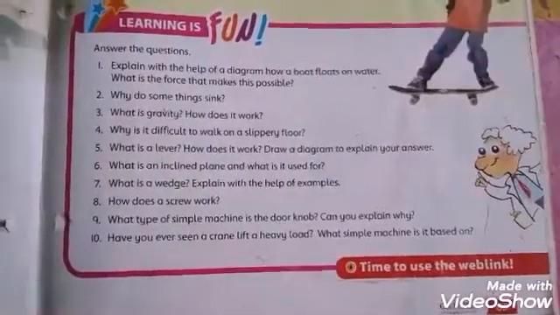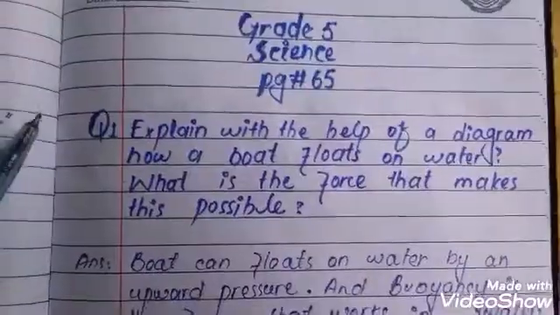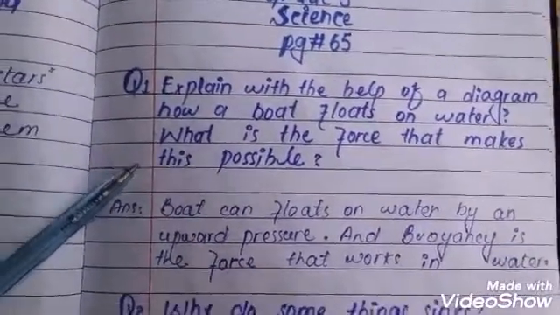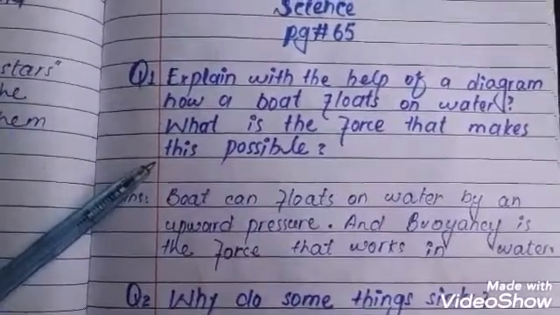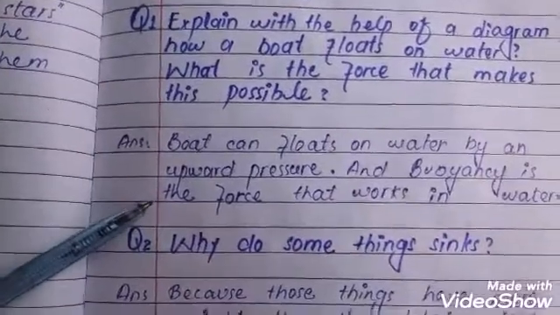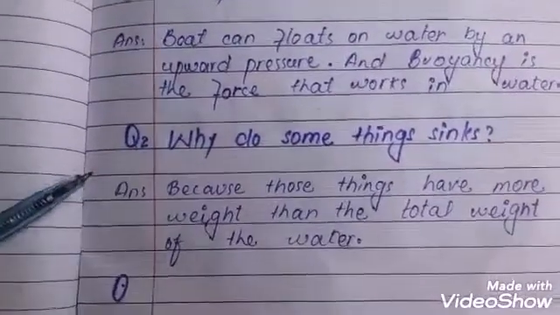Now page number 65. Learning is fun, and the answers are: first question, explain with the help of diagram how a boat floats on water. What is the force that makes this possible? A boat can float on water by upward pressure, and buoyancy is a force that works in the water.